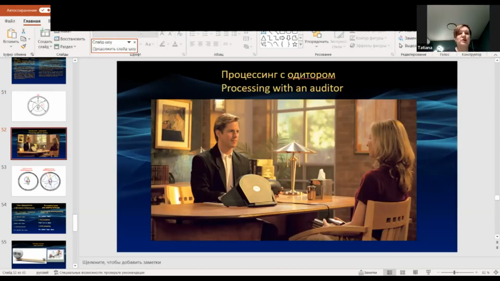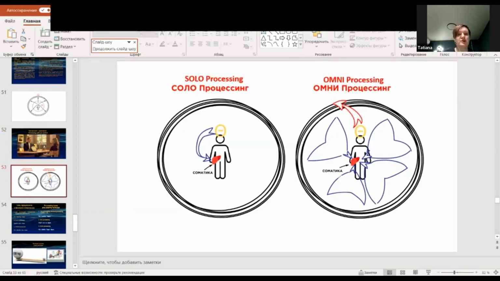Now let's look at the types of auditing that we have. First one is auditing with an auditor. There are two terminals involved, and one of them is the auditor, and he or she helps the PC to handle mental masses and charge. There is also solo processing. This is where the Thetan draws his or her attention to the somatic to uncreate the somatic or mental mass. And there is ONMI processing, where the Thetan intends that other units of static uncreate his or her somatic or mental mass.